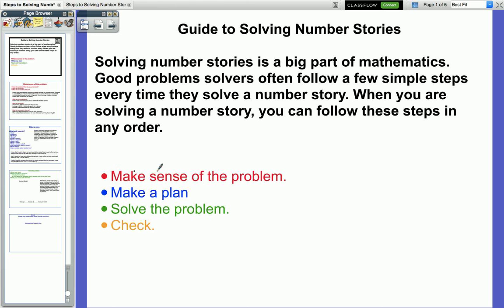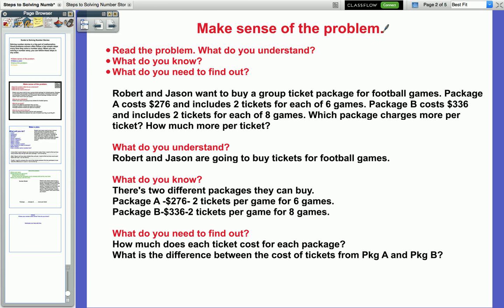Now, obviously, you have to make sense of the problem before you can solve it. So you can't always change all of the steps, but you can change some of them sometimes. All right, so we're going to talk about each step by itself. So first of all, we make sense of the problem. We read the problem and we figure out, so what is it that I understand?